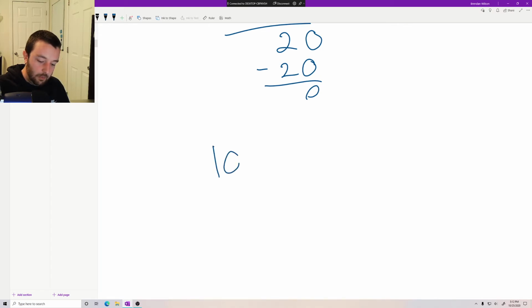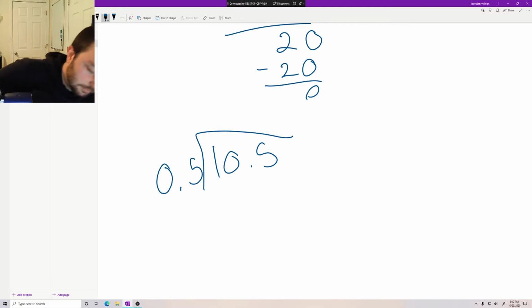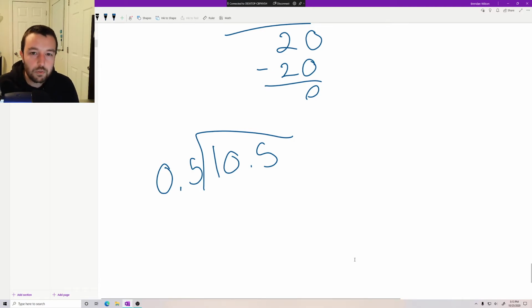Let's say we have 10.5 divided by 0.5. Now this is a little bit weird, right? Because we're saying, okay, 0.5 goes into 10 how many times? Which is a little bit weird. Or 0.5 goes into 1 how many times? Like we can do this, but it's going to be weird. So let's not do it this way. Let's change the problem into something easier. How would we do that?